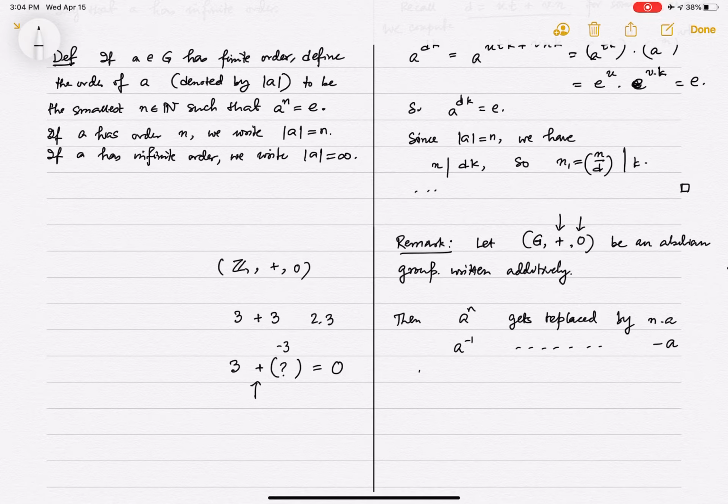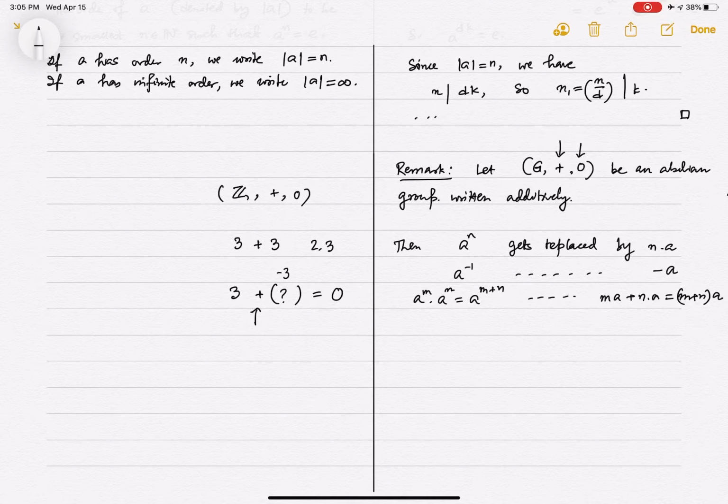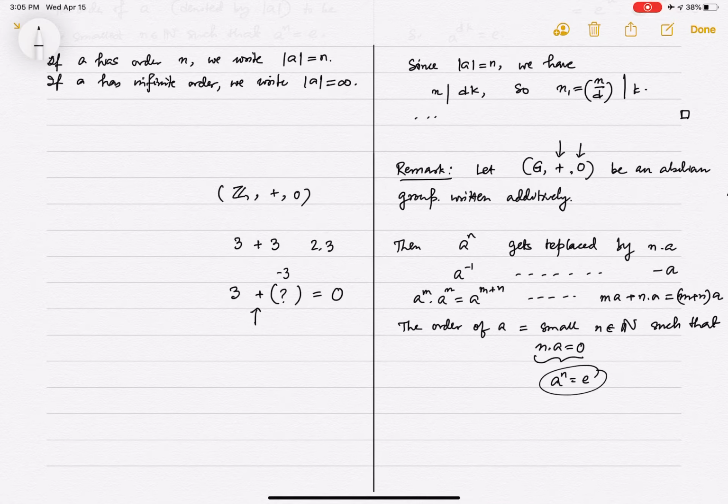And then this law, for example, a to the m times a to the n is a to the m plus n, gets replaced by the law ma plus na equals m plus n times a. The order of an element in this language, the order of a is the smallest natural number n, such that n times a is 0, right? That's what replaces a to the n is e in the additive notation.